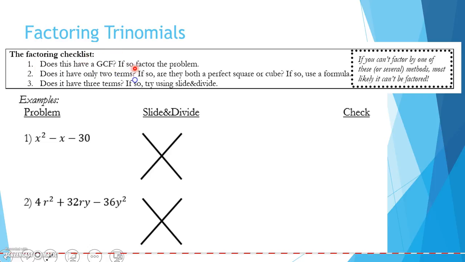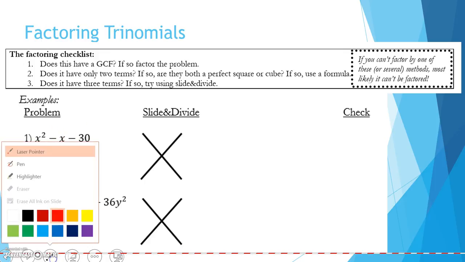Then you ask yourself, is there only two terms? If there's only two terms and they're both perfect squares or cubes, you use a formula. Then ask yourself, does it have three terms? If so, you're going to use the method we did today. If you look at the first problem, there's 1, 2, 3 terms. So we use something called sign and divide.